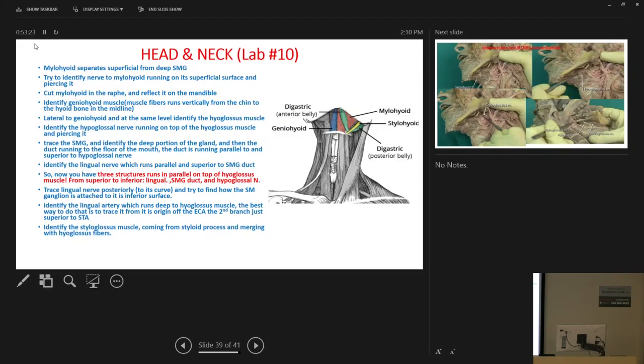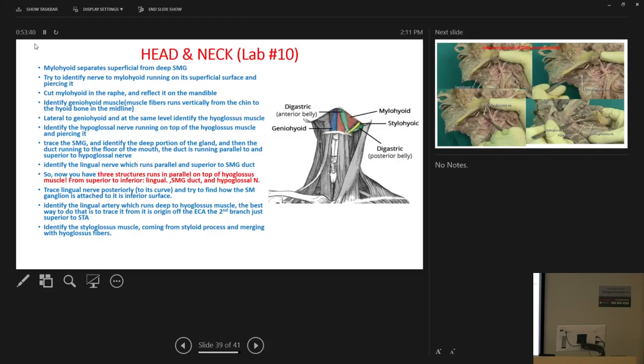So this is it. See it, do not cut it, do not touch it, leave it like that. Next to it here, you're going to see another muscle at the same level of the geniohyoid. That muscle is going to be your hyoglossus.